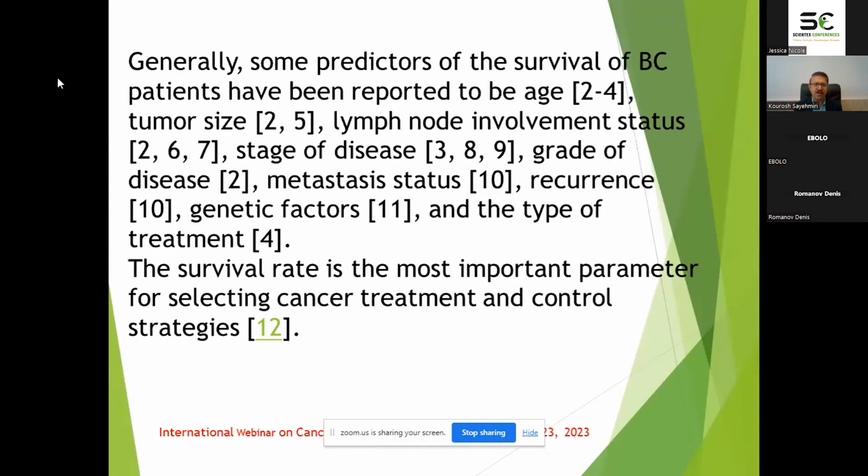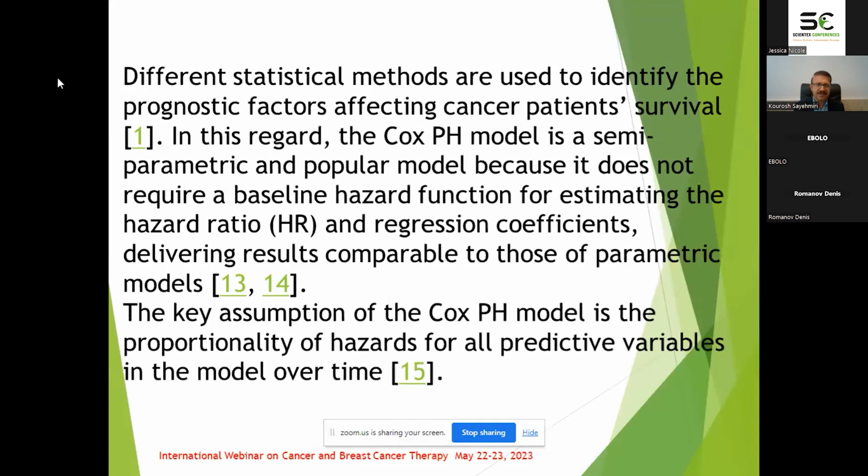The survival rate is the most important parameter for selecting cancer treatment and control strategy. Most research done on cancer uses survival time. We compare survival time when we want to compare the efficacy or safety of several treatments. We use survival times because it is the most important criterion. Different statistical methods are used to identify the prognostic factors affecting cancer patient survival.